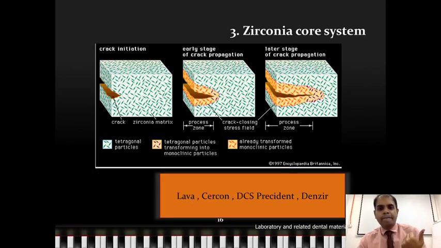And we have in the market Lava, Zircon, TCS, President, Denzir. There are varieties of zirconia systems available. Because of these tetragonal particles and monoclinic particles, zirconia looks very trans-opaque compared to the previous systems.